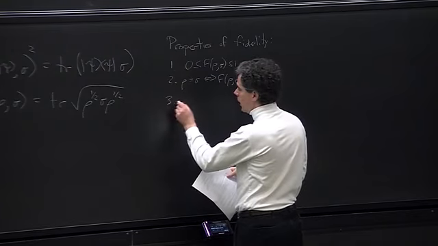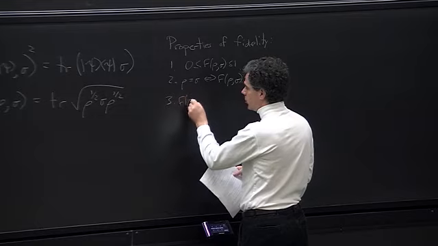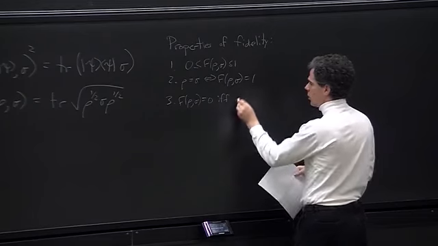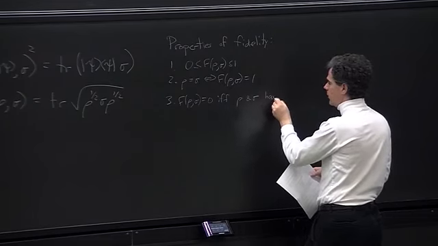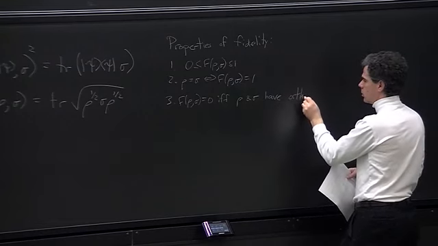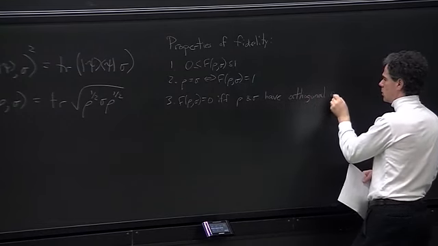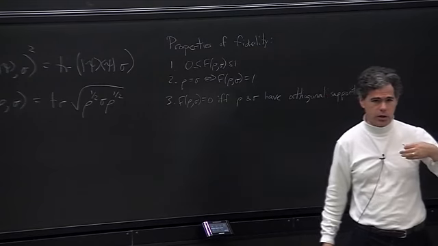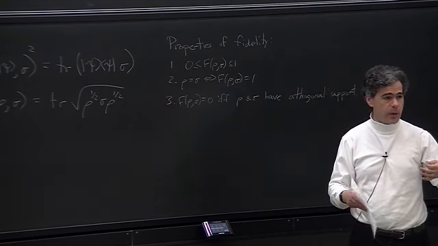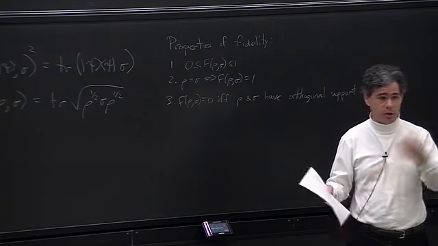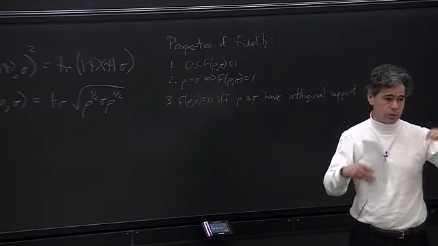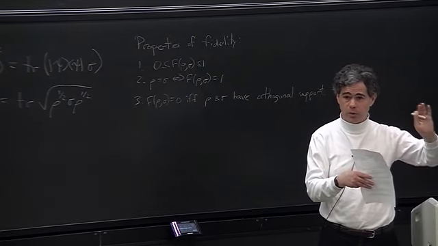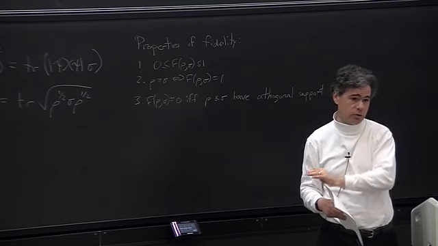And again, fidelity is equal to 0 if and only if rho and sigma have orthogonal support. So support of a matrix, in case you don't know, is the subspace on which the matrix acts non-trivially. So for instance, you could write the matrix as something which is the direct sum of some non-trivial matrix on the support plus zeros elsewhere.